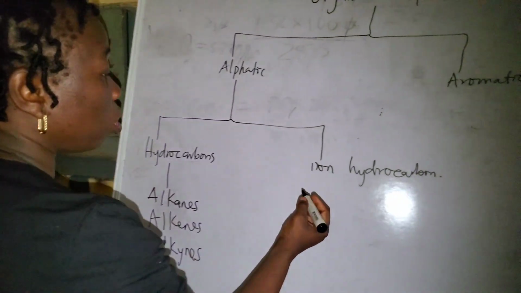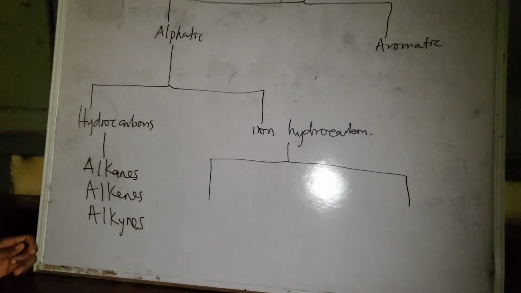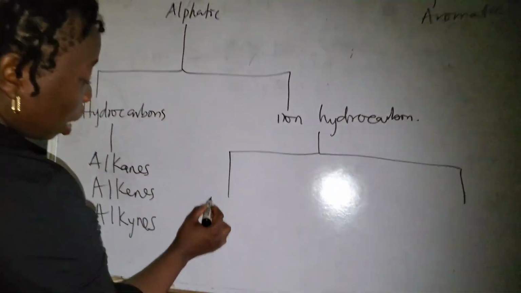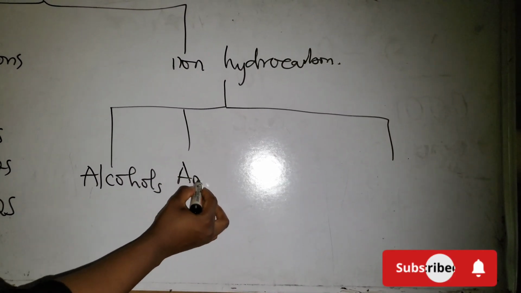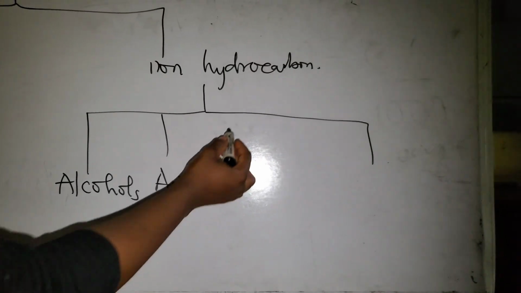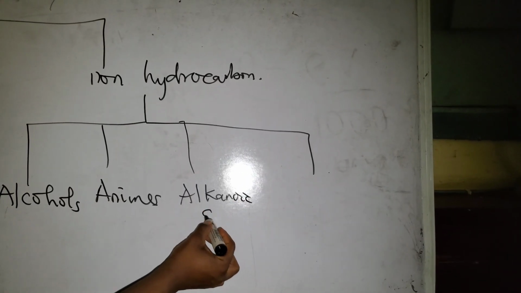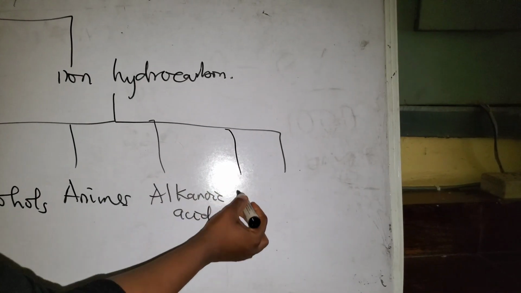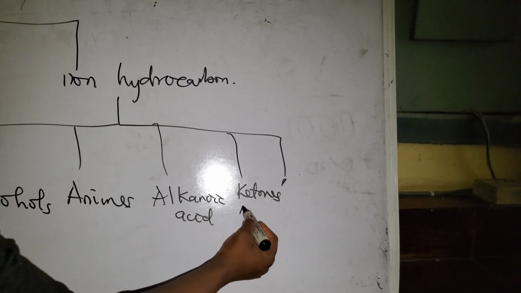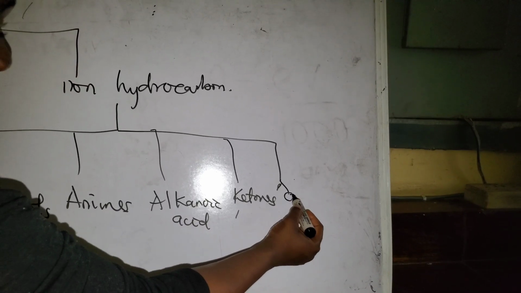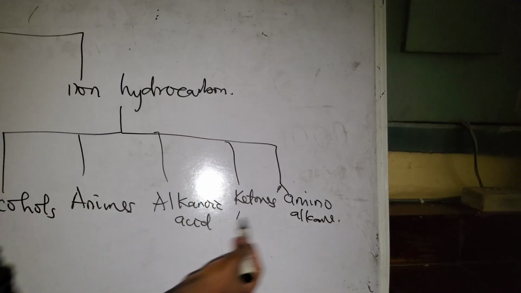So what type of compounds can we get that are not hydrocarbons in organic compounds? One, we have the alcohols, we have the amines, we have the carboxylic or alkanoic acids, we have also the ketones. Ketones can also be called aldehydes. We have the amines or amino alkanes, and so many others.